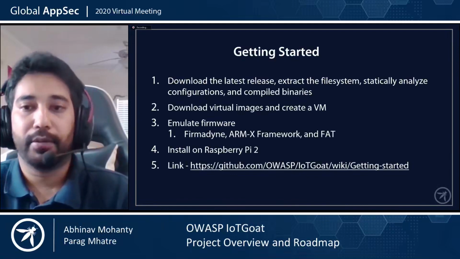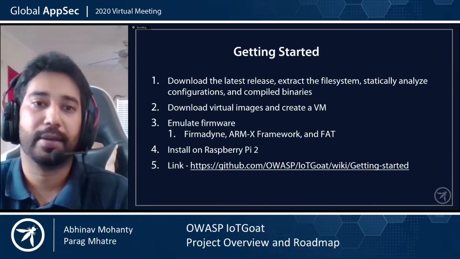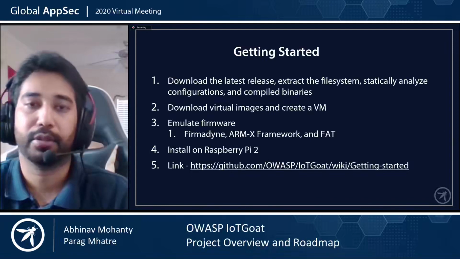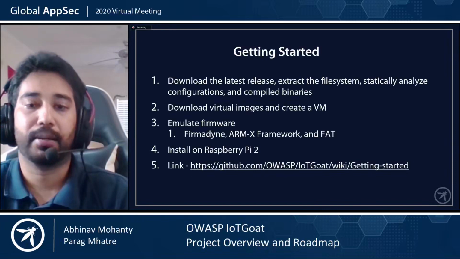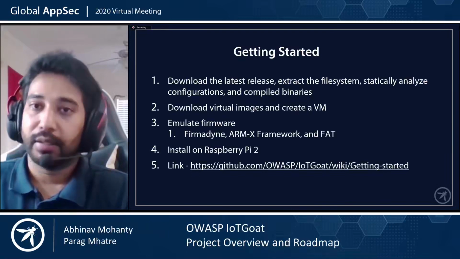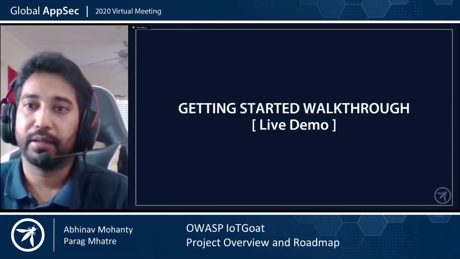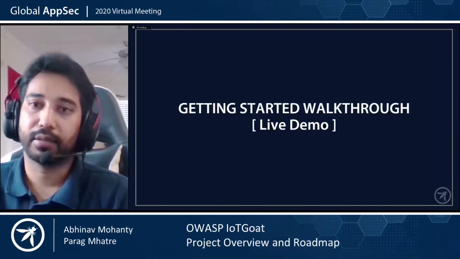You can also emulate firmware with open source tools such as Firmadyne, RMX framework, and firmware analysis tools, which leverage QEMU to virtualize IoTGoat locally. We also provide a compiled firmware image to flash IoTGoat on Raspberry Pi 2 as well. Now I will show you how you can download the VMDK file and set up your custom IoTGoat machine and start using it.